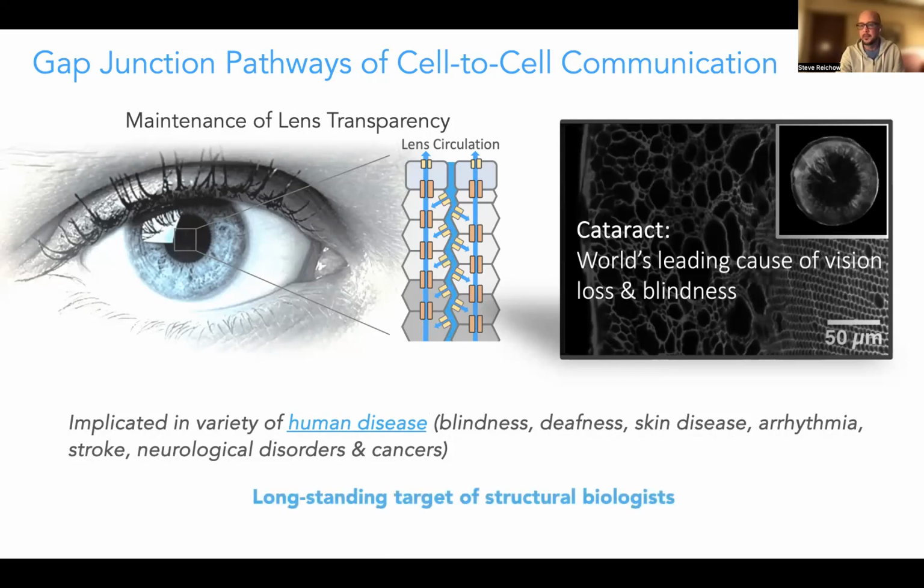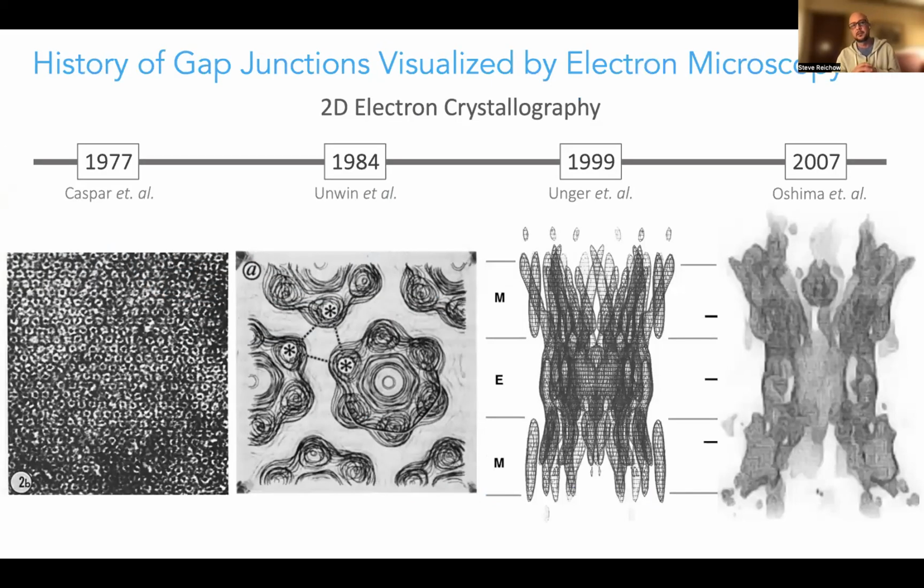And in particular, they've been targeted by electron microscopists for a particular reason, and it has to do with their propensity to form these large two-dimensional arrays. And so these are actually some of the longest studied membrane channels in the field of structural biology, and in particular by a niche of electron microscopy known as two-dimensional electron crystallography. And so shown here on the left are some of the earliest images of two-dimensional crystals of the gap junctions. These little white donut-like structures are the individual channels. So these are studies done early on by Don Casper and colleagues.